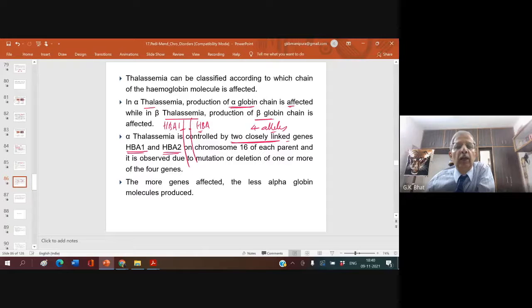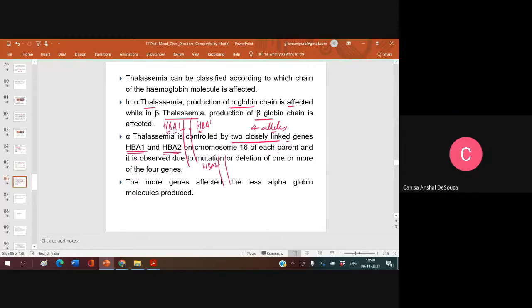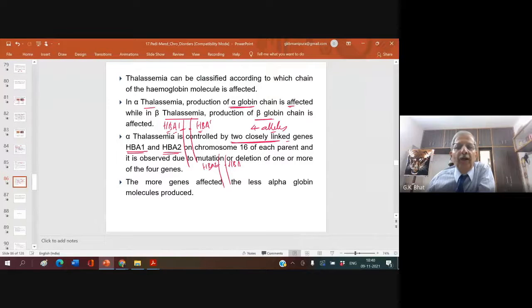Understood? Hb for hemoglobin, A for alpha thalassemia, HbA1. And on another chromosome, you have HbA2. What is this chromosome number? You must remember that alpha thalassemia is controlled by two closely linked genes, HbA1, HbA2. Am I right? Is it correct writing like this? Janani? It is not on a different chromosome. It is on the same chromosome. They are linked genes.